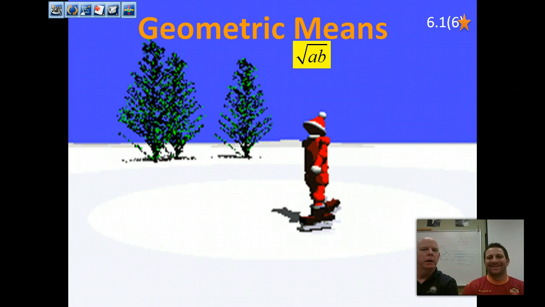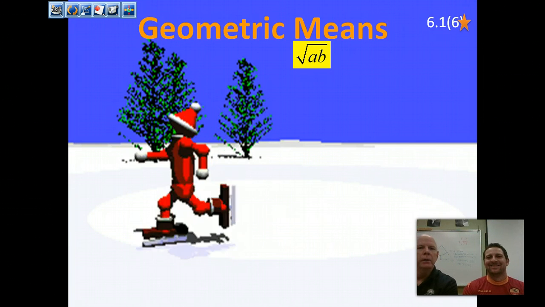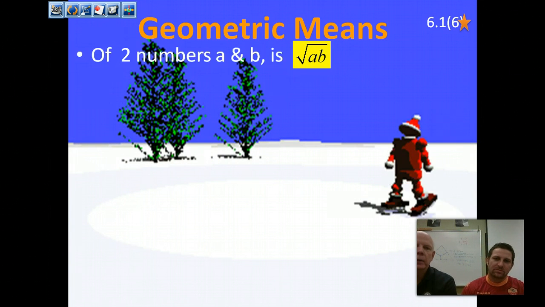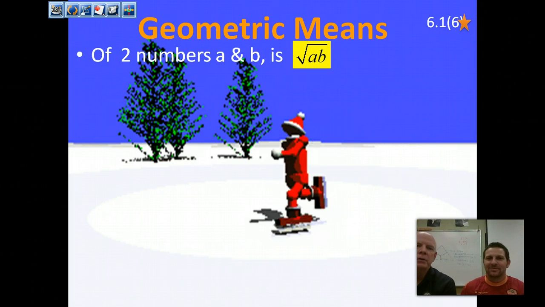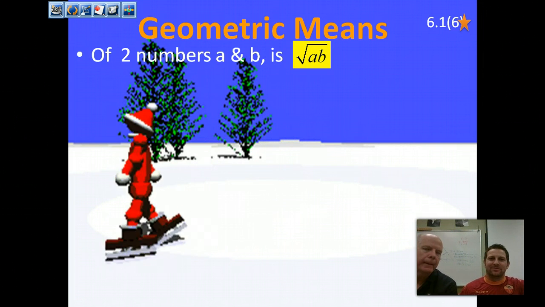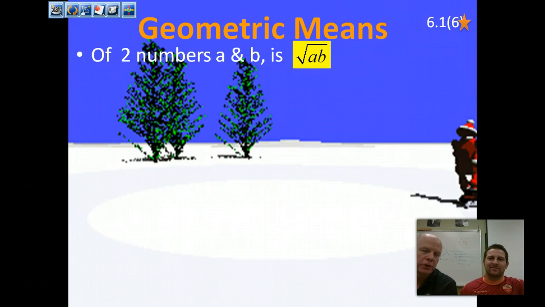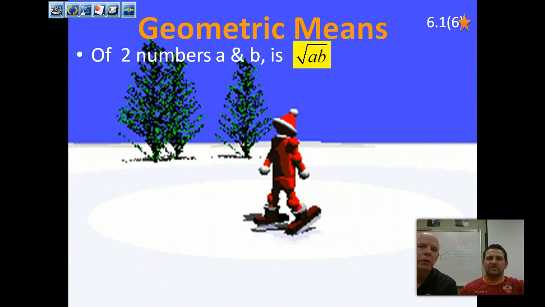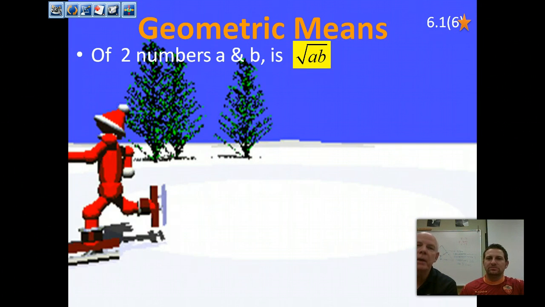Geometric means. Now, this is an interesting concept here with the geometric mean. What we're trying to find is a geometric mean between two numbers. In this case, for a general example, we're talking about finding the geometric mean between a and b.